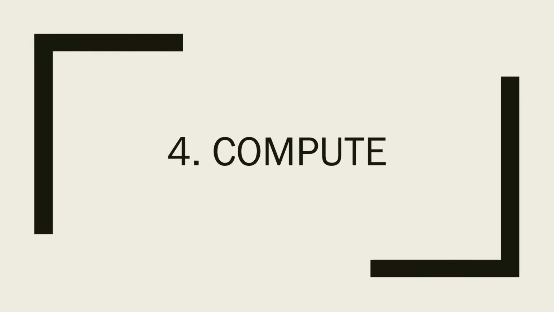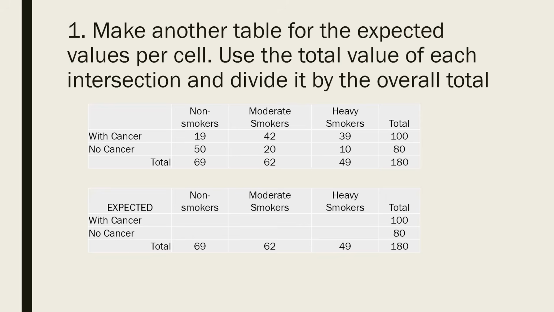Now, like with our chi-square test of goodness of fit, as was mentioned earlier, the most difficult portion of chi-square is computing for the expected values. Be that as it may, it's not really as difficult as it might sound. In this case, to compute for our expected values, all you have to do is multiply your total per column, total per row, and divide it by our overall total.